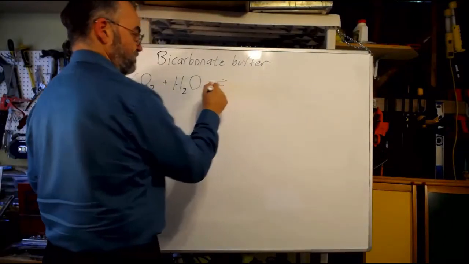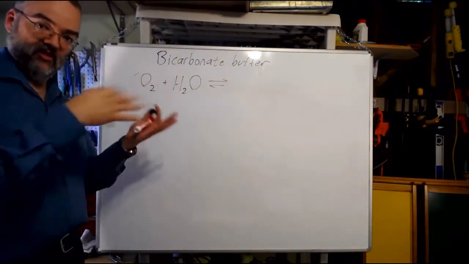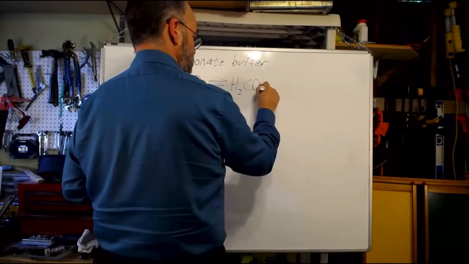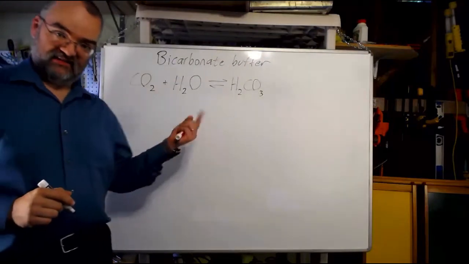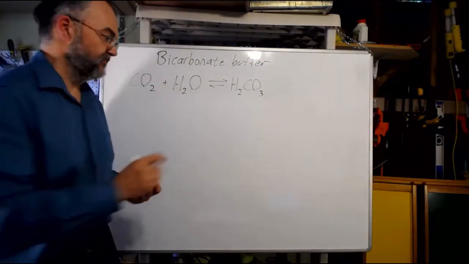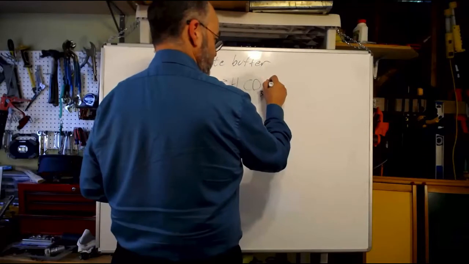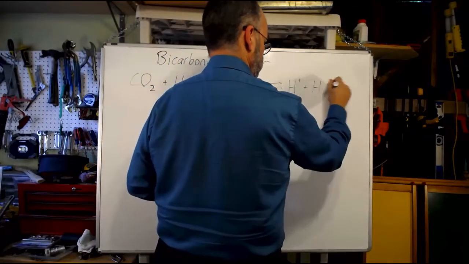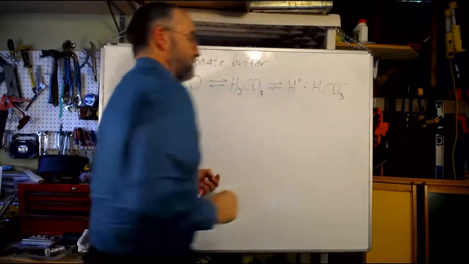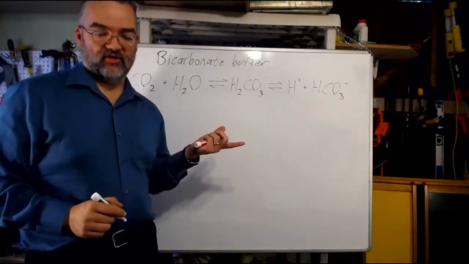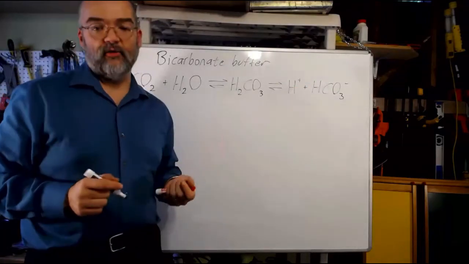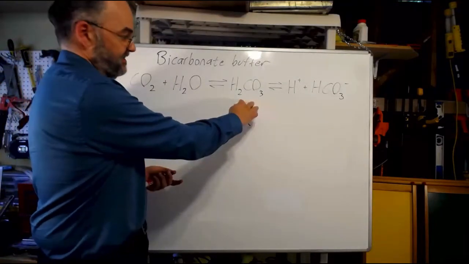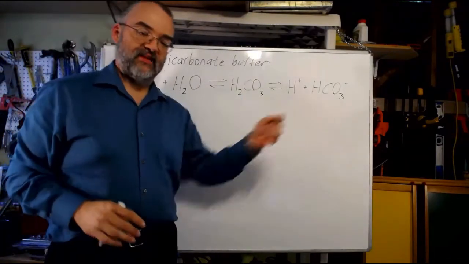That reaction happens reversibly. That's what this double-ended arrow means. It can go either way, to form something called carbonic acid, H2CO3. That, in turn, can split up into H+, which we usually call proton, and HCO3-, which is the bicarbonate ion. So this is carbonic acid, proton, and the bicarbonate ion.